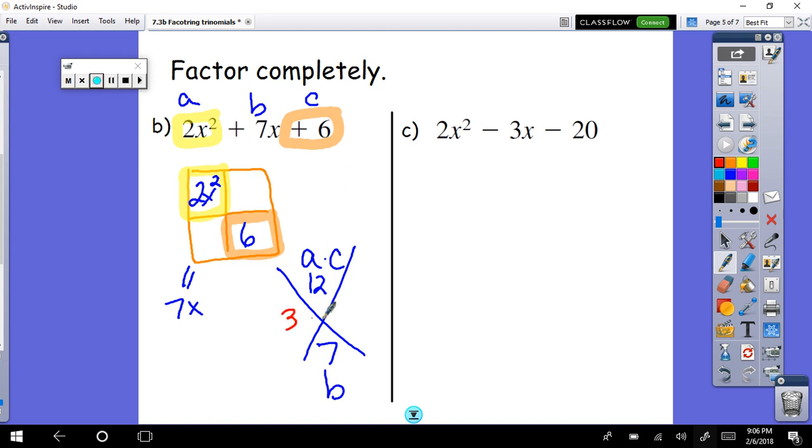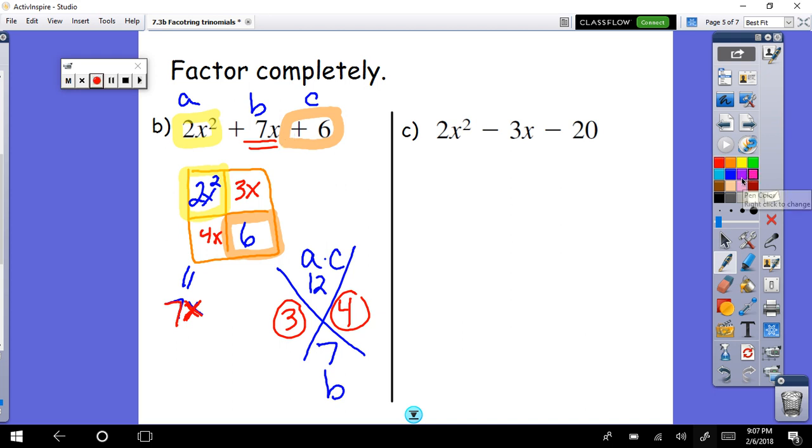So that'd be 3 and 4. And these go along the diagonal here. So you get 3x and 4x, and then we can check that next here to make that equal 7, whatever our middle term was. Then we just figure out the outside of the box.